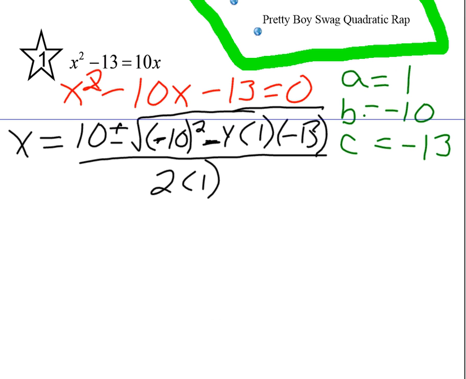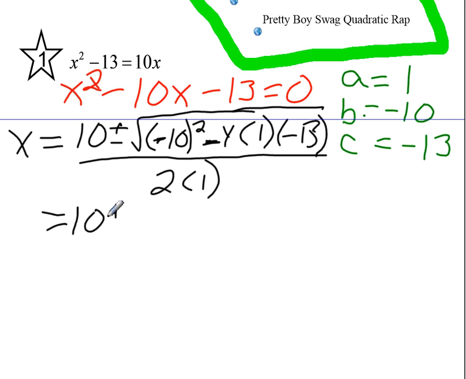When I say all over, that's really, really important. I don't know why I see so many papers where students only put part of that over 2a. The whole thing is over 2a. This has to be in simplest form. So now I'm just going to work to simplify this.